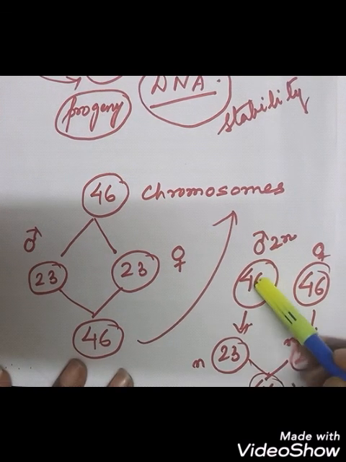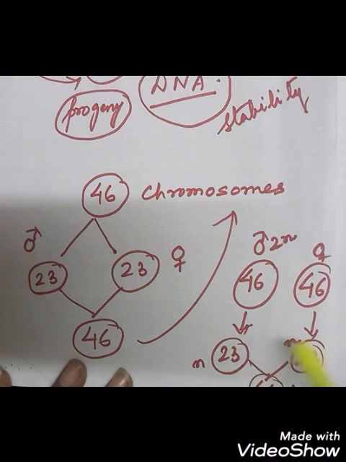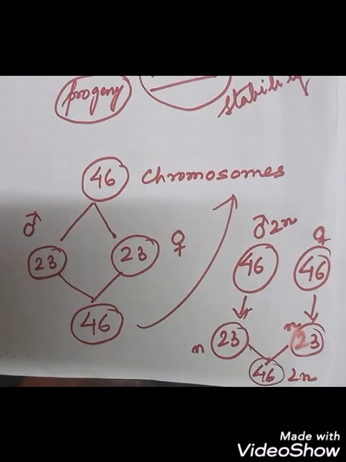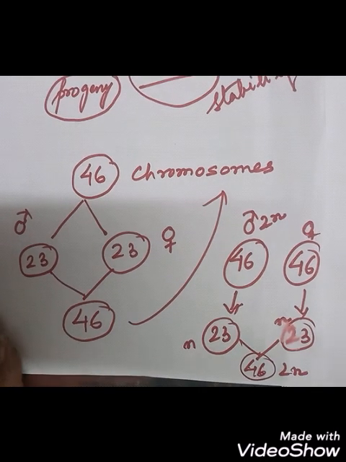Okay, so 46 is 2n, that is diploid, and we get the gametes as haploid. So haploid male, haploid female, these gametes will join together to form the diploid condition. This maintains the stability, that the DNA is not altered, the DNA number is not altered. So again, when the organism is formed, the DNA maintains its stability, which is the basis of heredity and evolution.